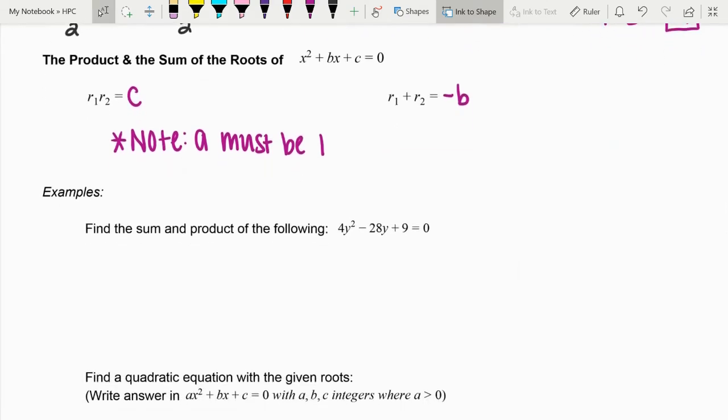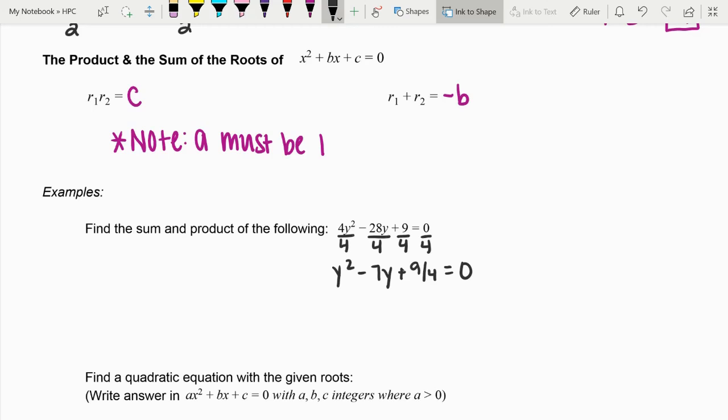So we want to find the sum and the product of the following. So we have 4y squared minus 28y plus 9 equals 0. So if you recall, A must be 1. In order to get that to be 1, we have to divide everything by 4. So I end up with y squared minus 7y plus 9/4 equals 0.